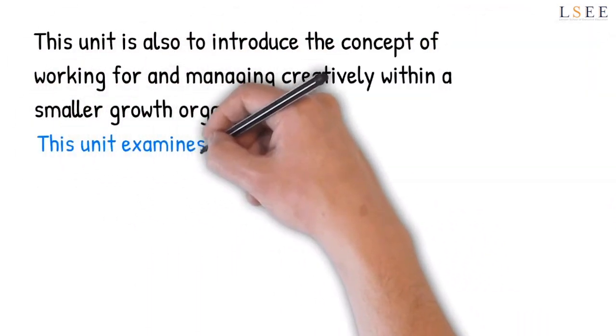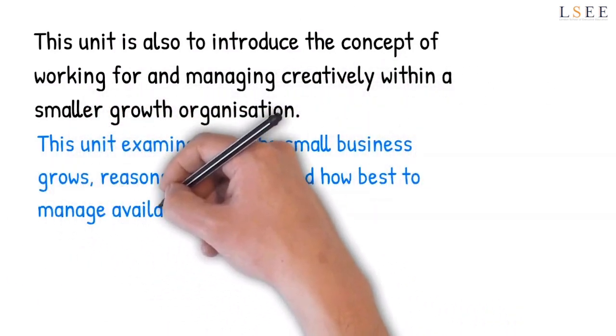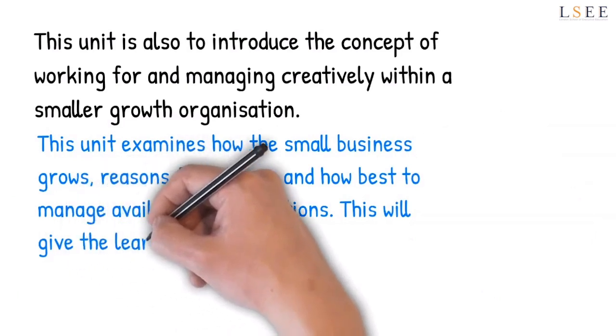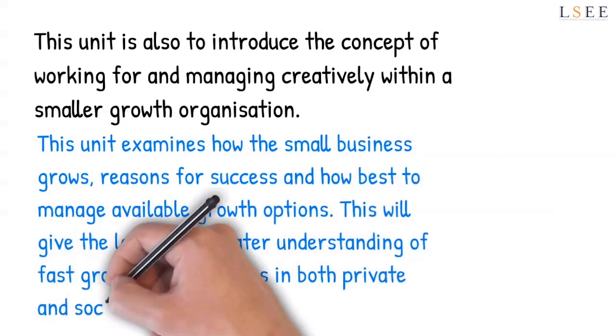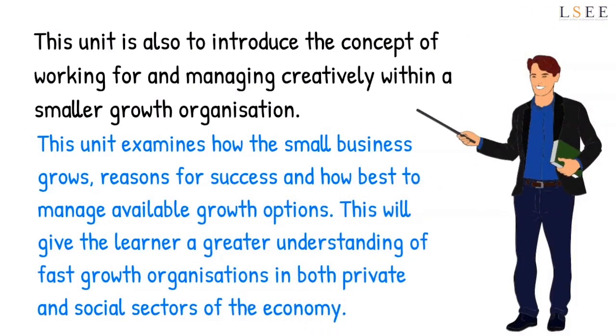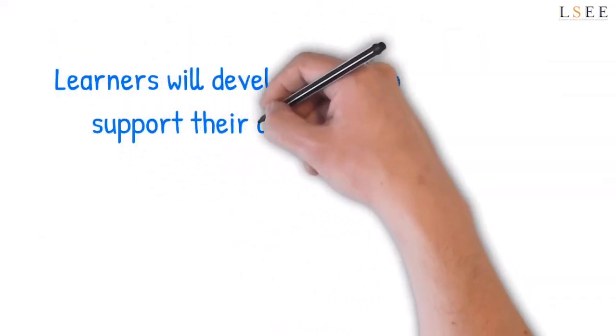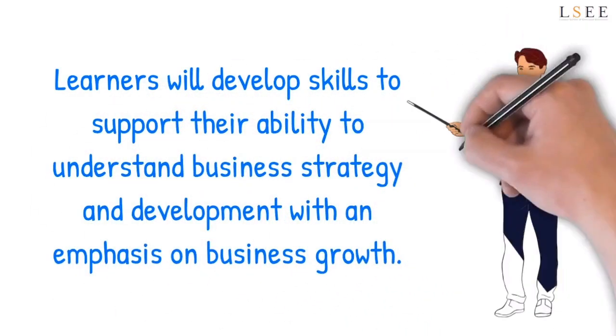This unit examines how the small business grows, reasons for success and how best to manage available growth options. This will give the learner a greater understanding of fast growth organizations in both private and social sectors of the economy. Learners will develop skills to support their ability to understand business strategy and development with an emphasis on business growth.